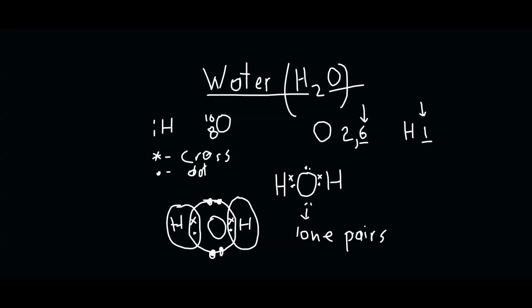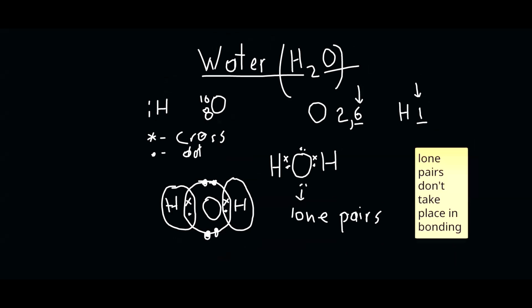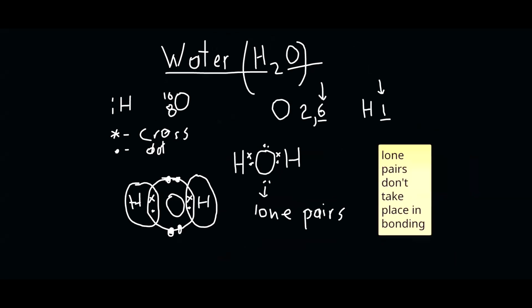Let me just put it beside it, like a sticky note. And then of course, the ones that are taking place in the bonding, like this one, are bond pairs. They take place in bonding. In this case, you have a lone pair here, and then you also have one up top. So if I combine it, these are the lone pairs, which, as I said before, are not taking place in bonding. These are the bond pairs.